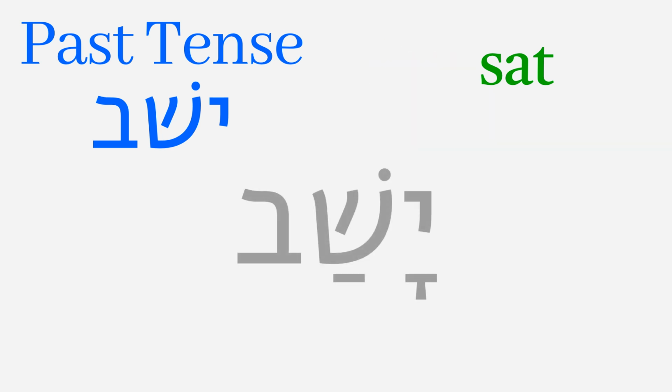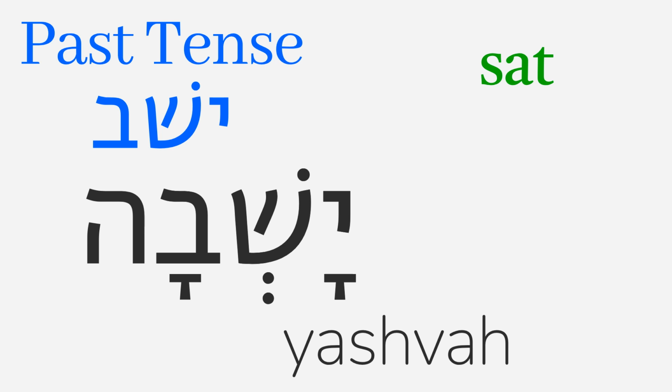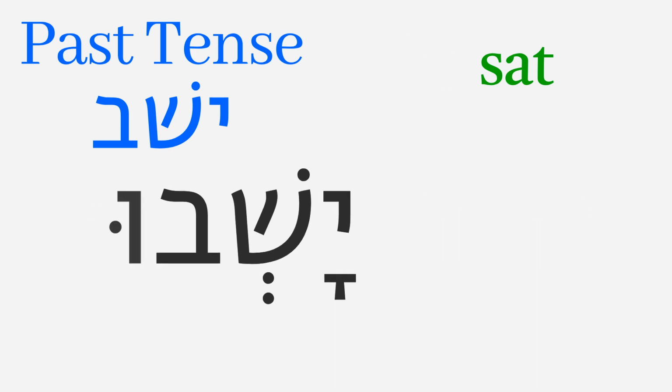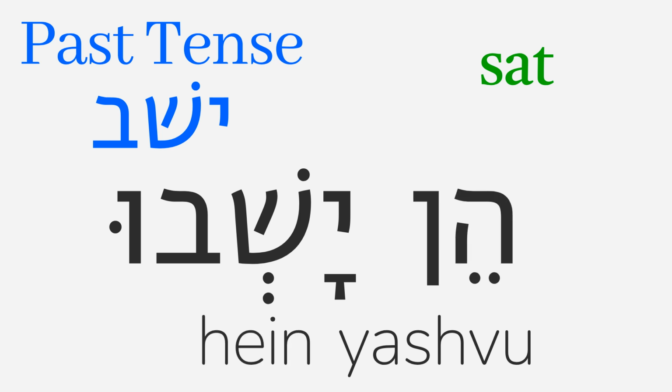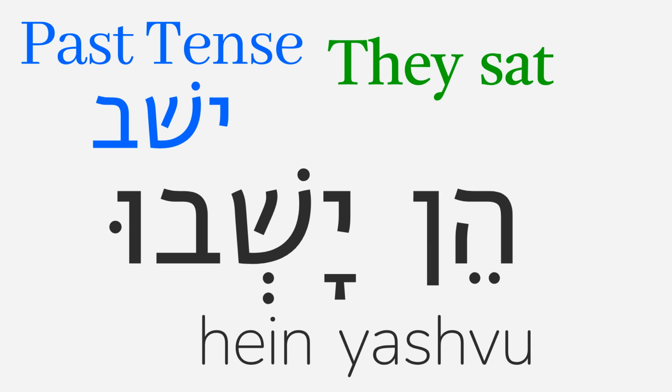Taking the hu form yashav, we can shorten the second vowel, the patach, to a shva and add an a ending to make yashva, which is used with the pronoun he, she. He yashva, she sat. And adding u, we make yashvu, which is used with the pronouns heim and hein, they masculine and feminine. Heim yashvu, they sat masculine, and hein yashvu, they sat feminine.